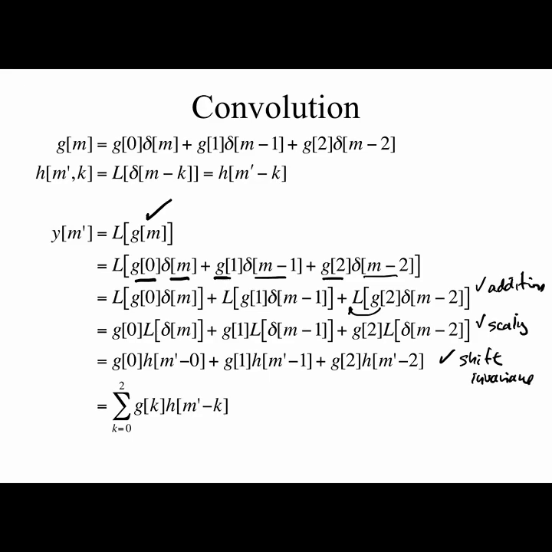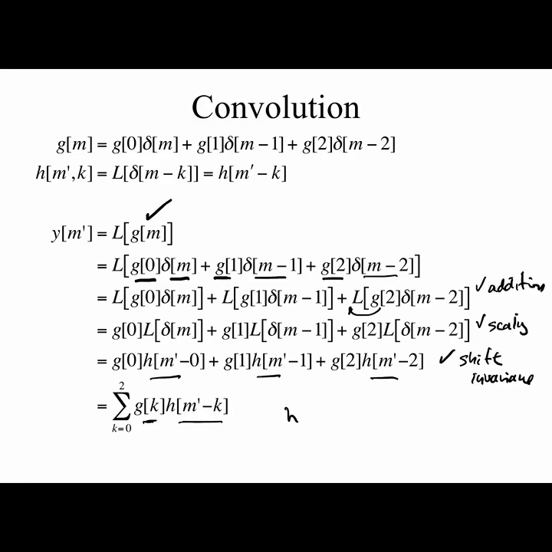And now each of these is simply the same h, but shifted. Okay? So at the end we have these are the weights and these are the shifted functions. And so that's all convolution is. It's saying, if I know my h, then you give me any g and I will tell you what the output is. Okay?